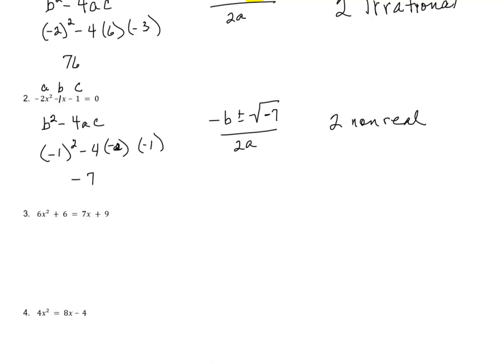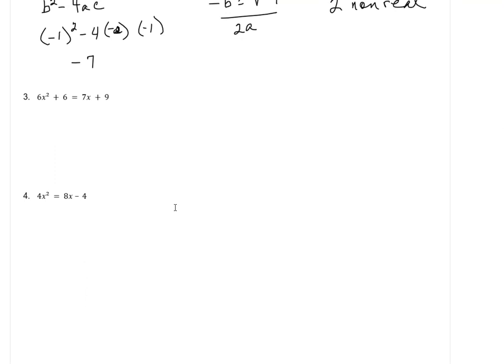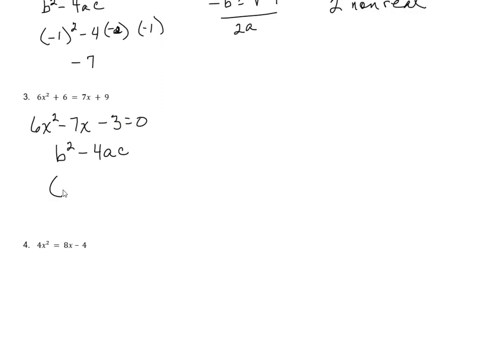Problem number 3. First thing I notice is that this equation is not in standard form. So I have to get everything over here on the left-hand side, set it equal to 0. So I have 6x squared minus 7x minus 3 equals 0. And then I am going to use the discriminant, b squared minus 4ac. So I have negative 7 squared minus 4 times 6 times negative 3. And that's going to give me 121.